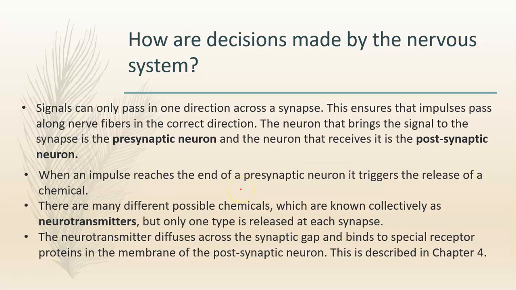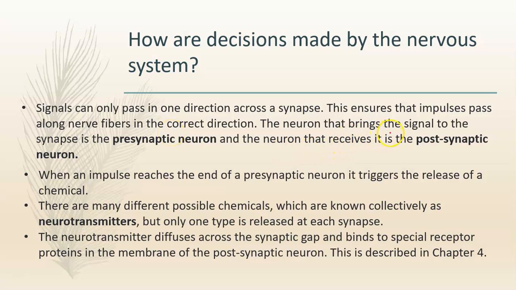How are decisions made by the nervous system? Well, this is talking about the presynaptic and postsynaptic neurons, and the explanation has already been made in our previous unit. Just as a review, let's see what has been written here. A signal can only pass in one direction across a synapse. This ensures that impulses pass along nerve fibers in the correct direction.